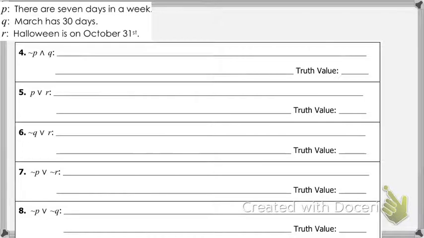I don't really get this negative P. Oh, man. Look what's up on number 4, though, for us to practice. Nice. Convenient. All right, 4. What's this little squiggly mean? Not. Not P and Q. So we're going to take P, but we're going to make it the opposite. So what is the opposite of there are 7 days in a week? There are not 7 days in a week. We're just going to add the word not.